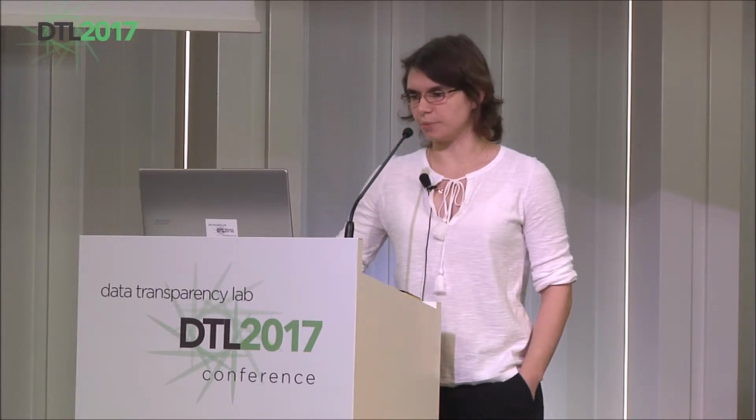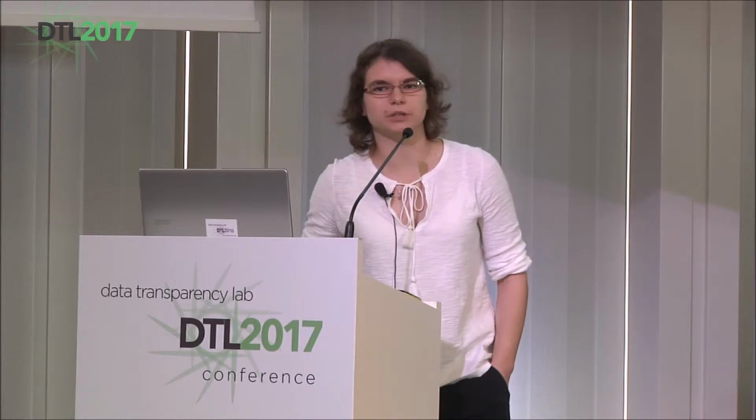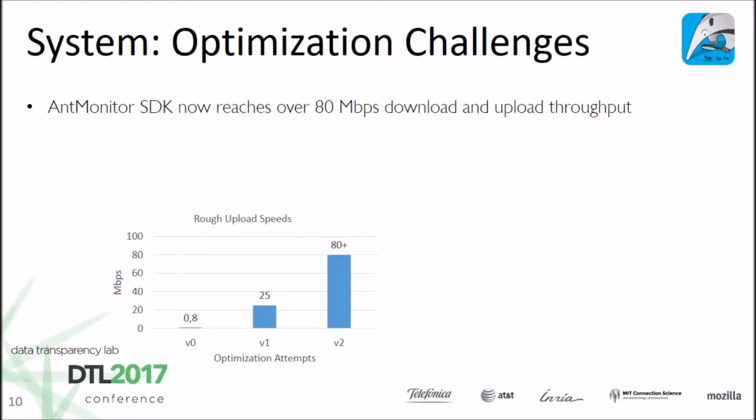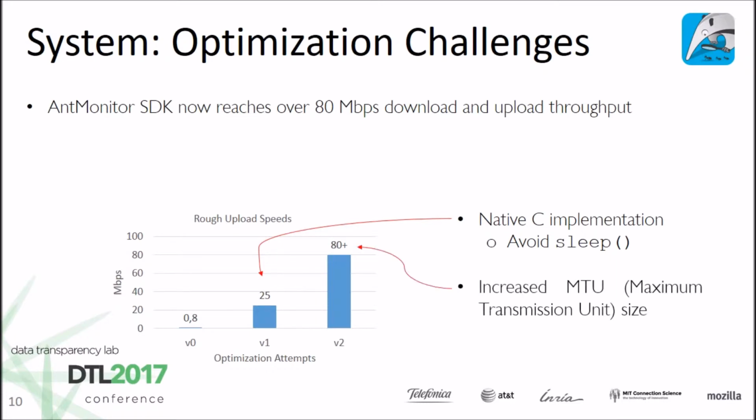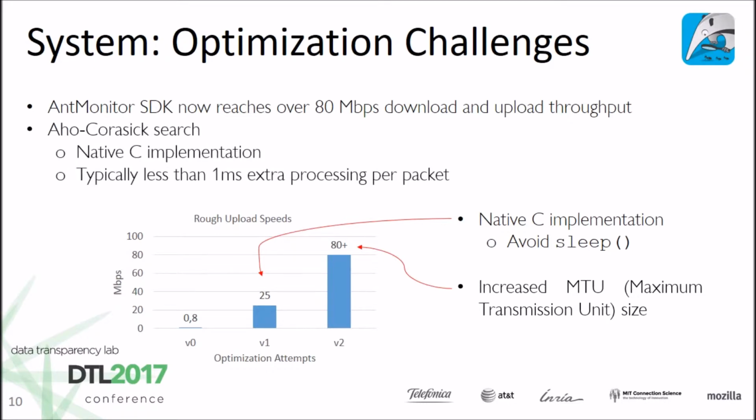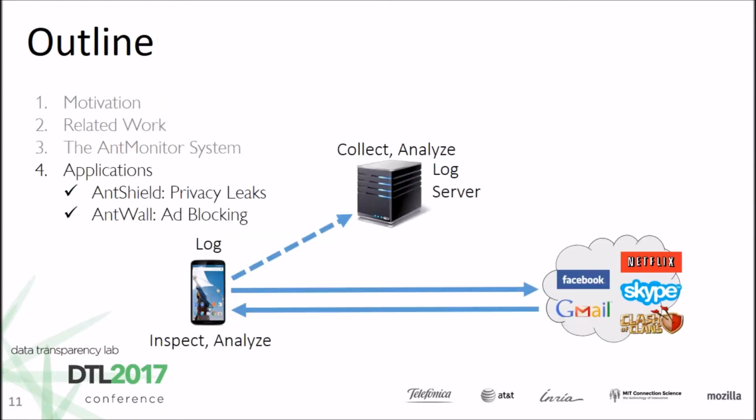And just briefly, we did a lot of optimizations to make this work fast. As Narseo mentioned already, it's pretty difficult to achieve good performance. We started out with just 0.8 megabytes per second, which is obviously awful. Then we went up to 25 and then 80. And our Aho-Corasick search takes just 1 millisecond per packet, so you can make use of that without reinventing the wheel. So what happened since then?